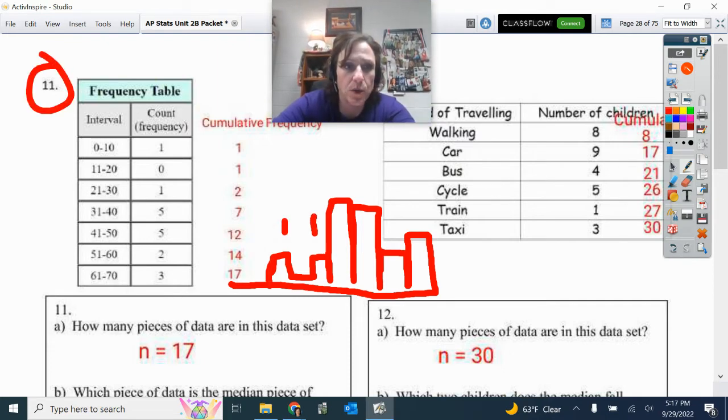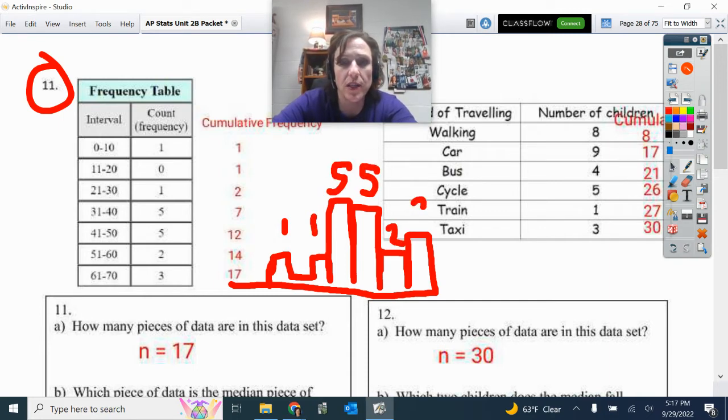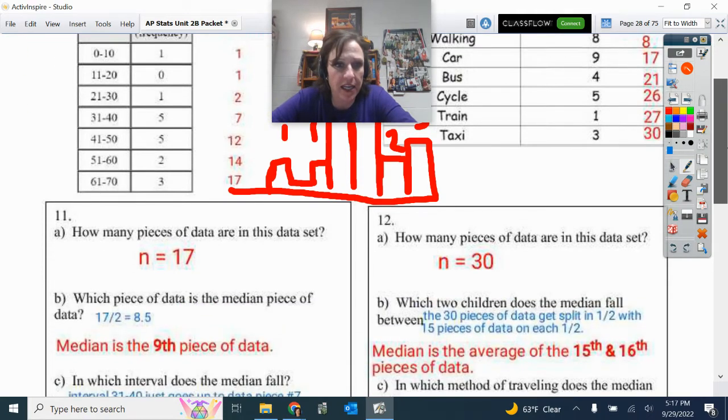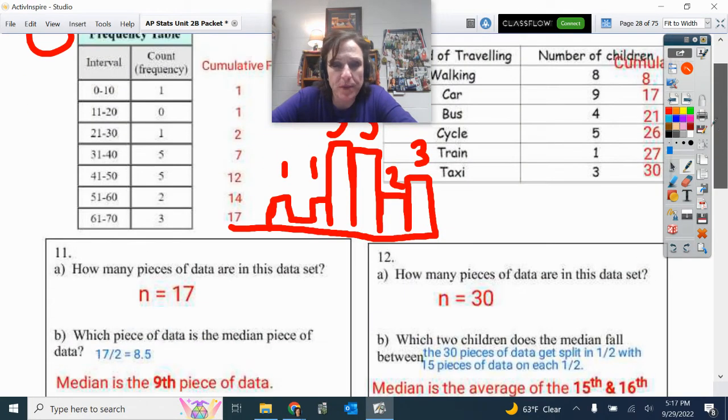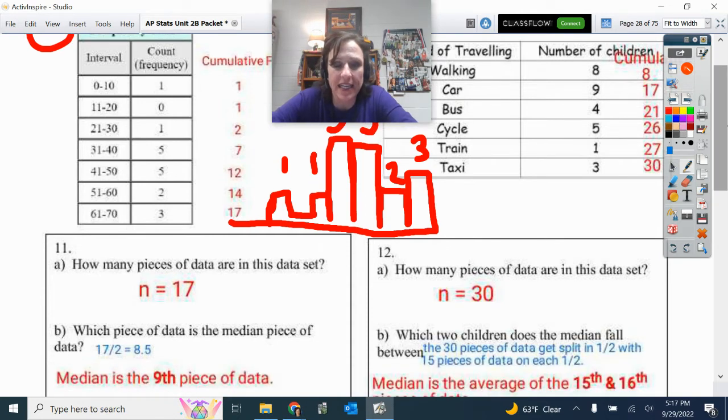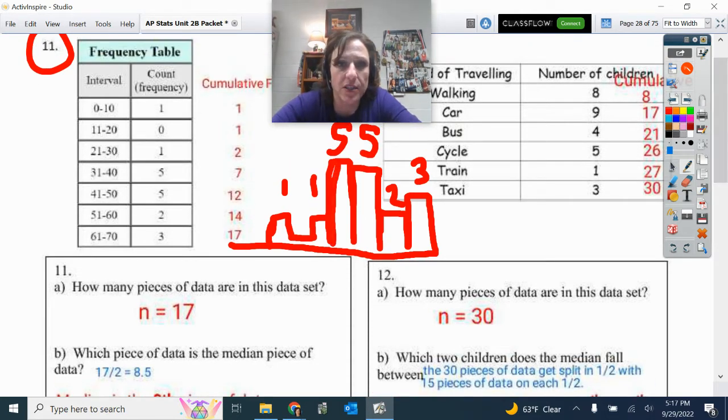And you've got 1, 1, 5. So you can envision what it looks like. And there was 2 and there was 3. So then you have a histogram if you prefer to look at it like this. But anyway, otherwise, here I've got the median would be that ninth piece of data. So where is that ninth piece of data? This bar goes up to 7. So I've got to go into this 41 to 50 to find that ninth piece of data.